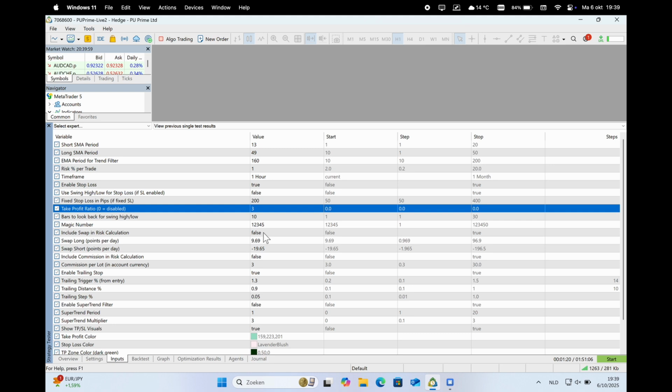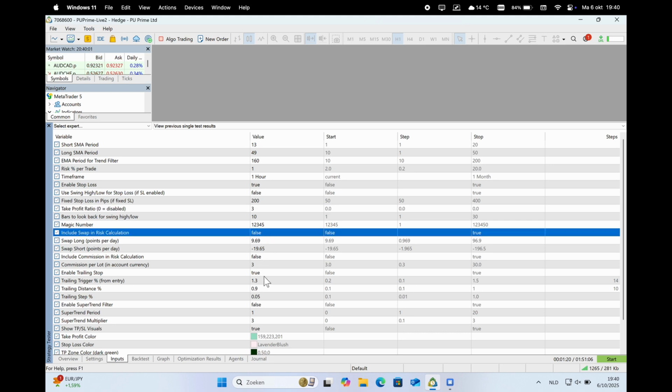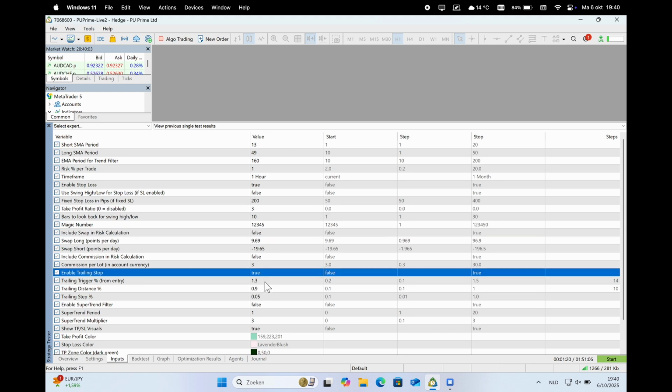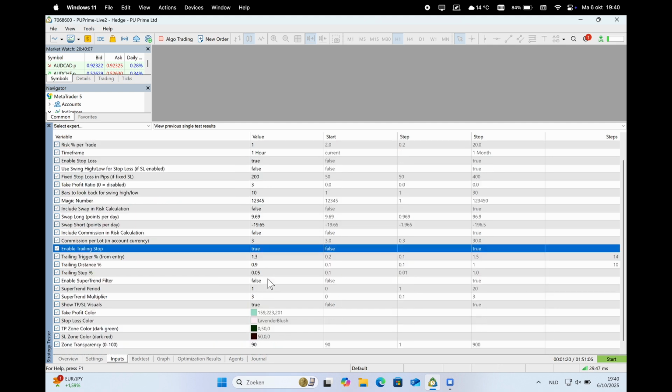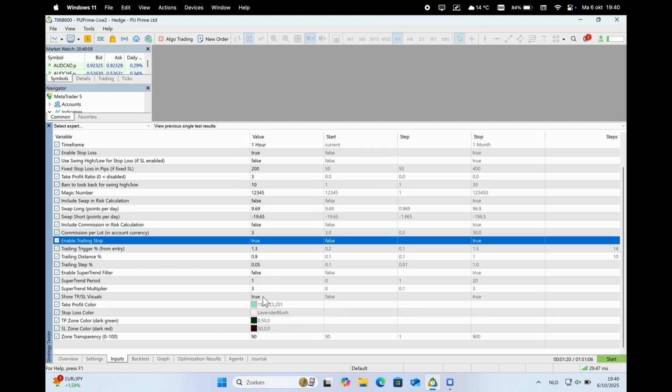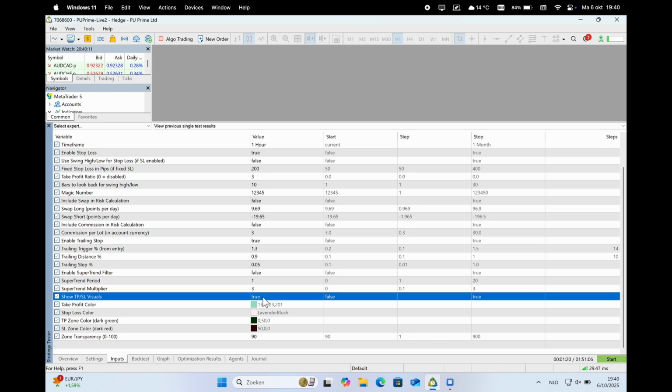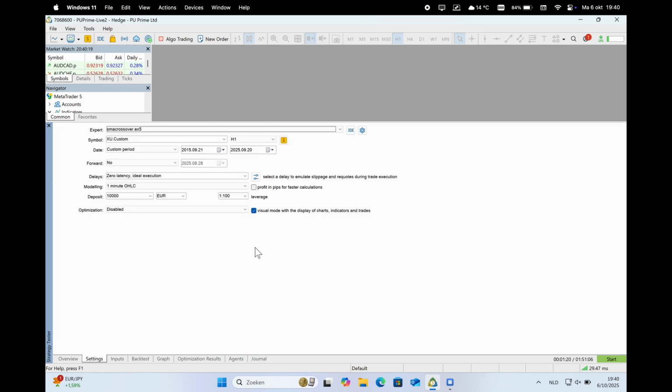There's also a trailing stop function. It activates automatically once the trade reaches 1.3% profit and then trails 0.9% behind the current price. Trades are closed either when the stop loss is hit or when the SMA crossover happens in the opposite direction. The rest of the process is fully visual. You'll see the take profit and stop loss levels clearly displayed during the backtest.